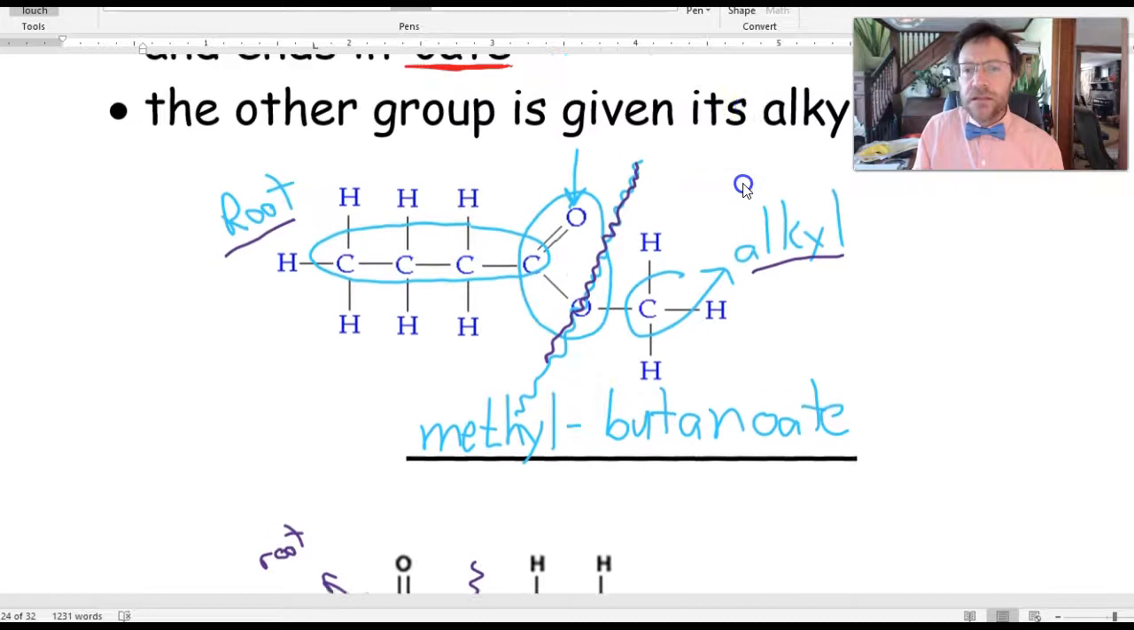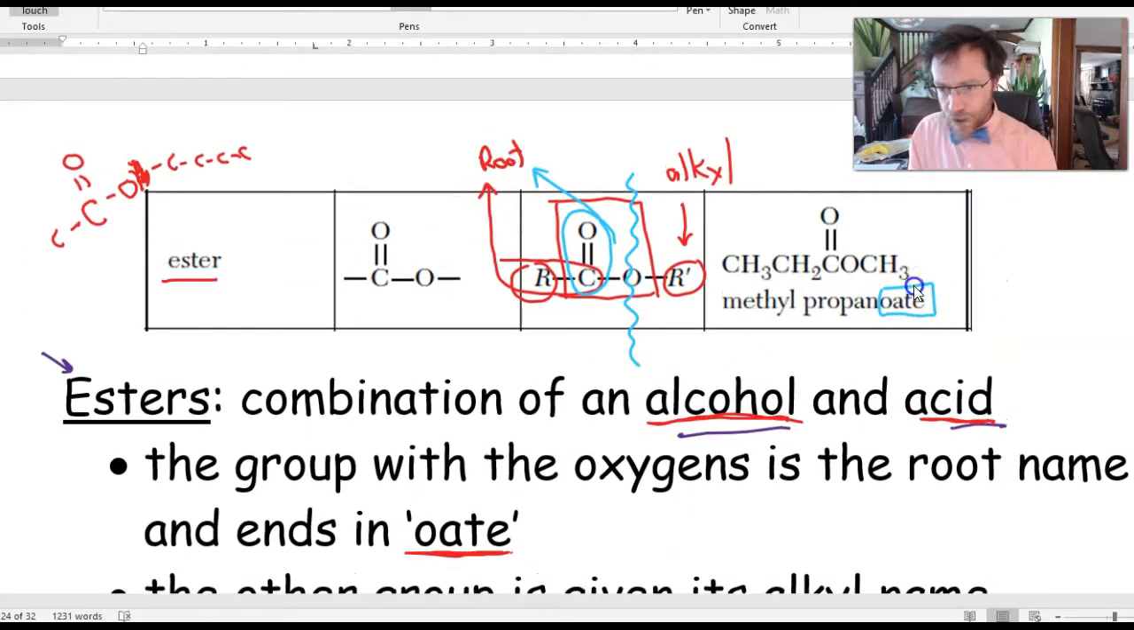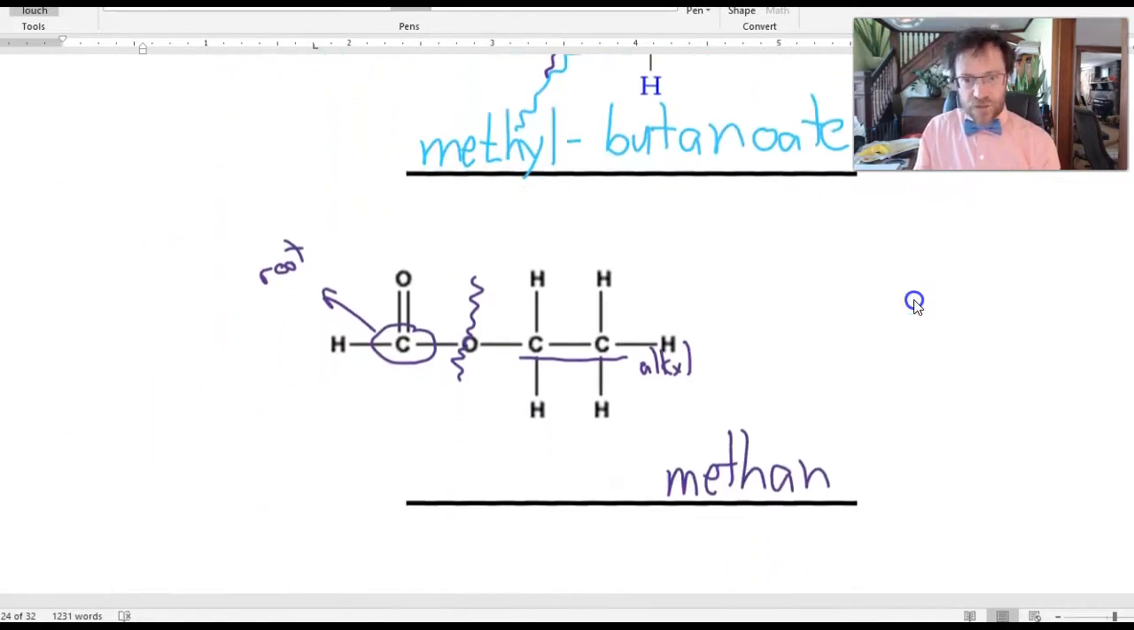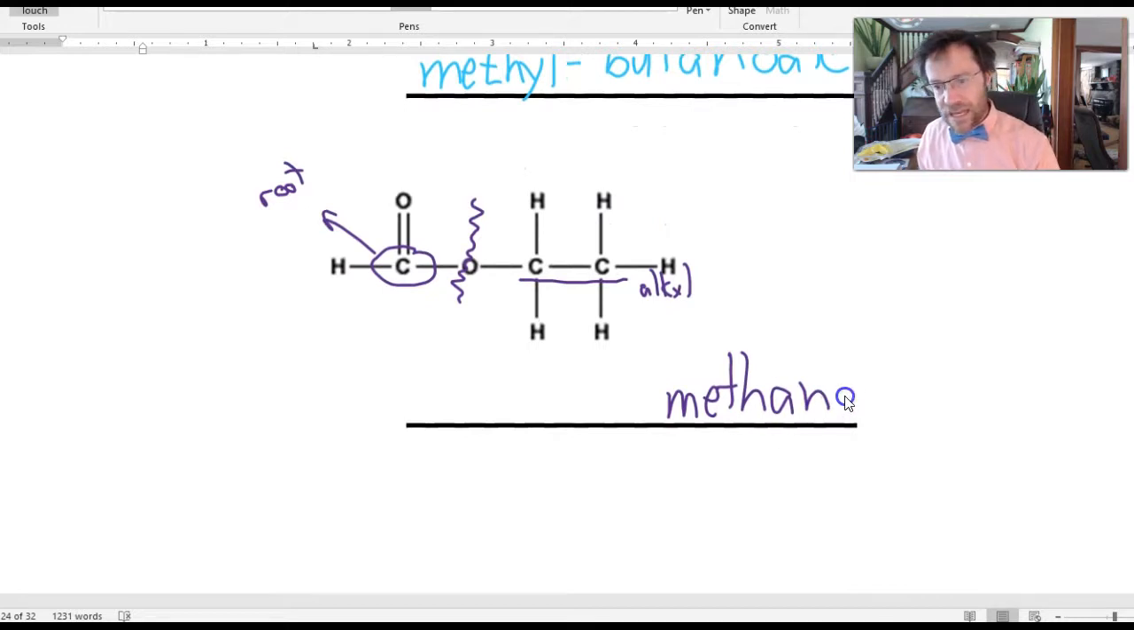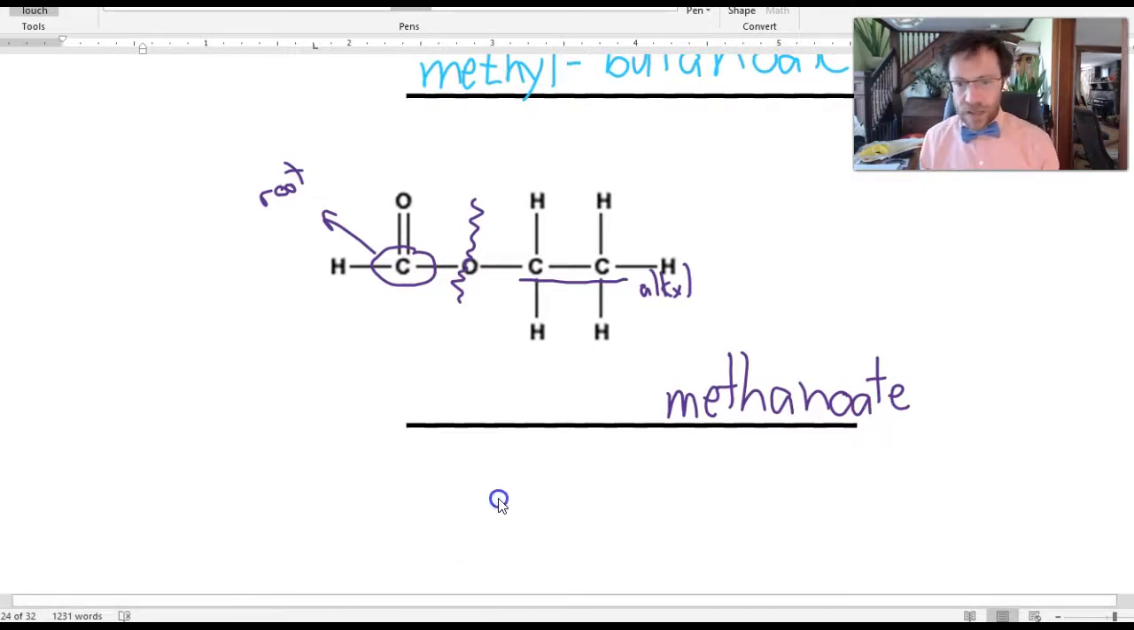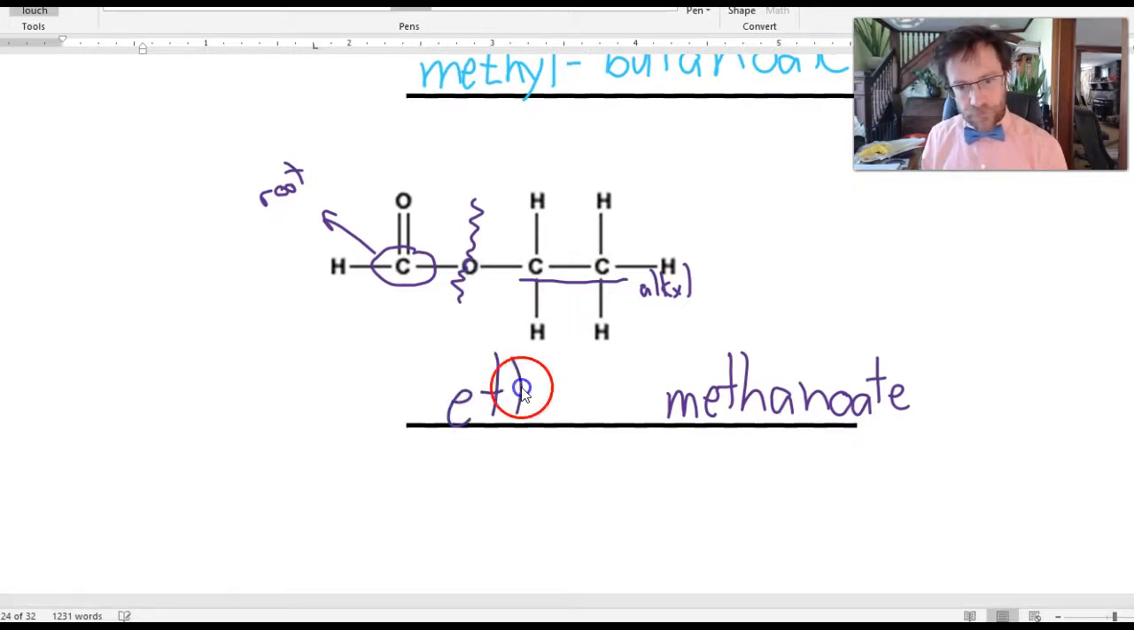Oh wait, how do I end these? Oh yeah, O8. I'm going to end it in O8. So it's not going to be methane, it's going to be methanoate. O8, not O, but O8. Okay, so methanoate, and my alkyl group, ethyl. Ethyl methanoate.